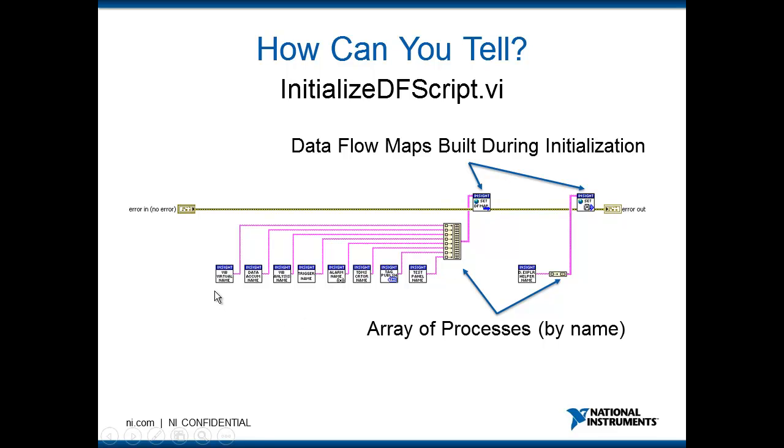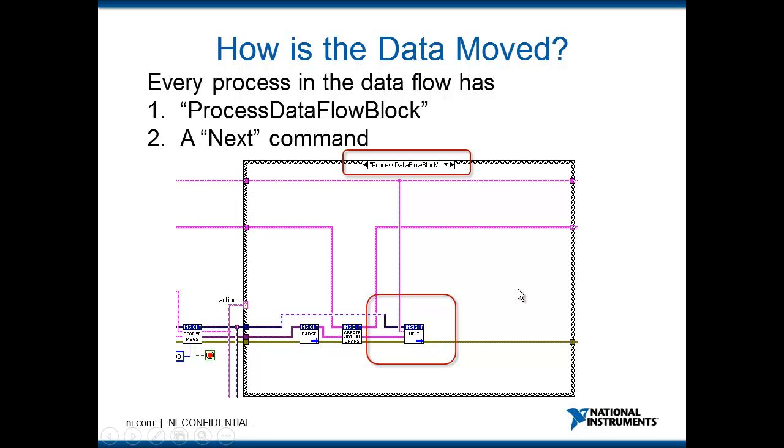Now, why do we only have a list of 8 processes here instead of 9, and only 1 here instead of the 2 that I showed you in the previous screen? It's because with data flow, you don't have to define the originator of the data, just how it flows once it's been created. So this VI builds up a map of which processes are going to receive data and in which order. Now, if we go to these processes, they will all have something in common. They will all have a case called process data flow block. And they will all have a VI called next.